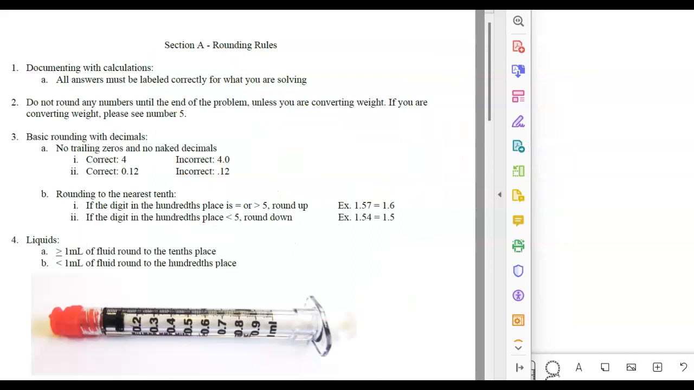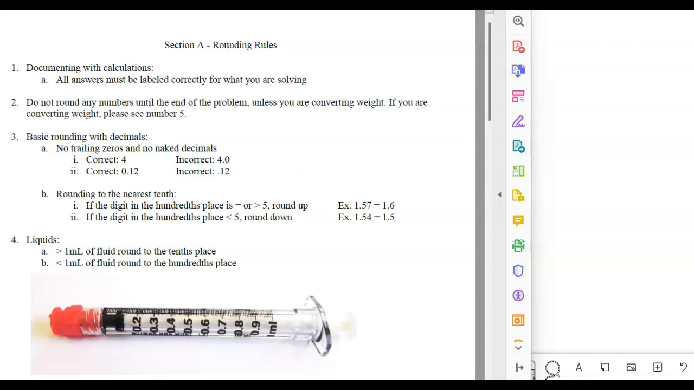This is Section A, rounding rules. These pages will give you basically the rules that you will need to know in doing your med math and how we round our med math calculations. The first rule is documenting with calculations. All answers must be labeled correctly for what you are solving. What do I mean by that?